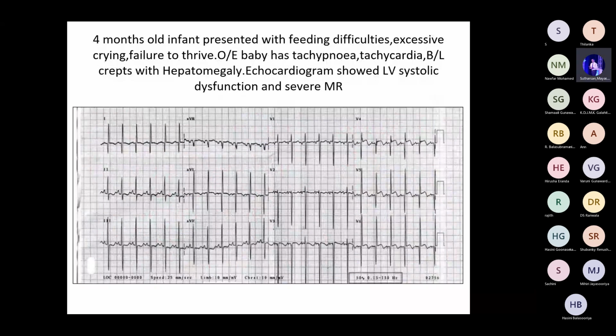Very important. 4 months, feeding difficulties, excessive crying, failure to thrive. Right? So 4 months old, that means infant, excessive crying, feeding difficulties, failure to thrive, baby's tachypnea, tachycardia, bilateral crepts, hepatomegaly, echo shows LV systolic dysfunction with severe MR.